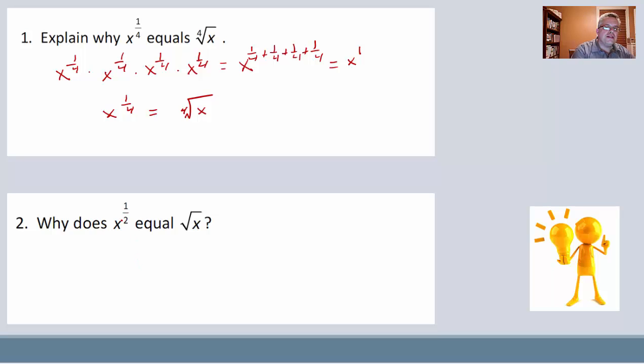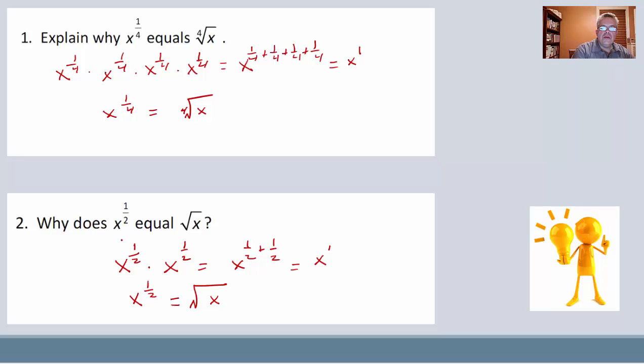Okay. Why does x to the 1/2 equal the square root of x? This is a little bit easier to write. If I multiply x to the 1/2 times itself, we would get x to the 1/2 plus 1/2, which equals x to the first. So x to the 1/2, when you multiply it by itself, you get x. Well, that's what square root does. So x to the 1/2 must equal the square root of x.